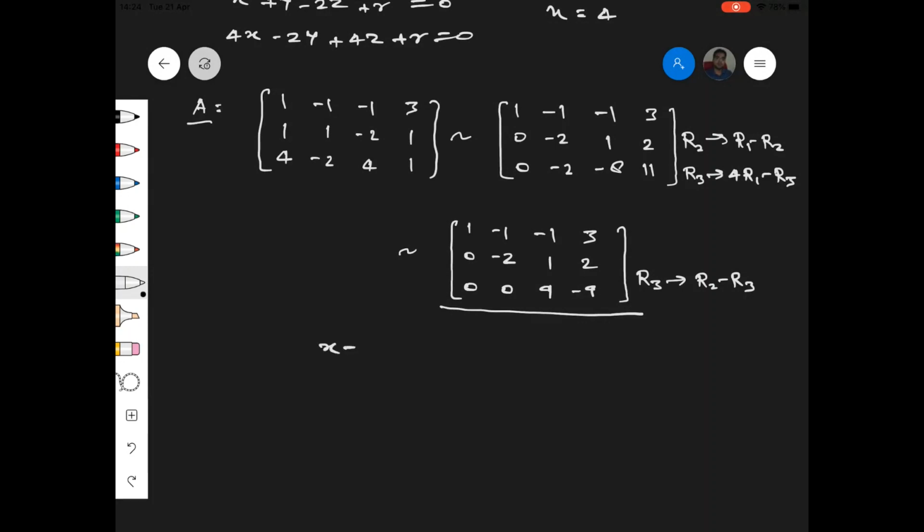So it is going to be x minus y minus z plus 3r equals to 0, minus 2y plus z plus 2r equals to 0, and 9z minus 9r equals to 0. So see here, it has got 3 equations and 4 unknowns.